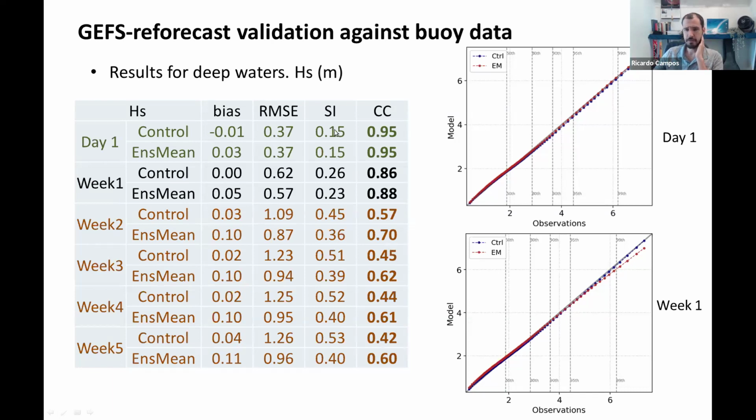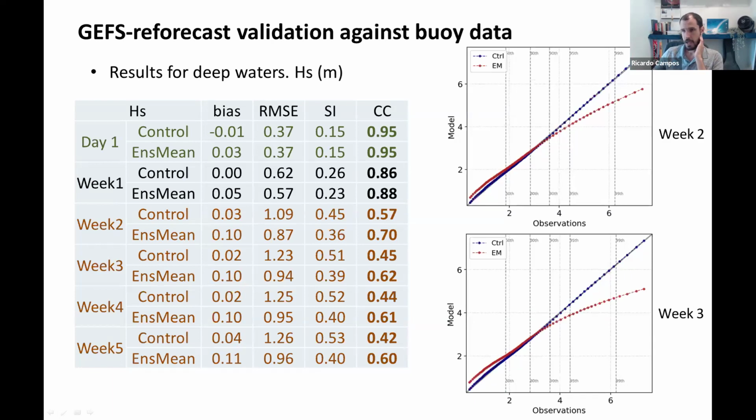A scatter index of 15% here, and between 20 to 30% of scatter errors. And as we move to longer forecast leads, week 2, week 3, week 4, and so on, we see the ensemble mean is completely changing, right? It's underestimating the highest seas and overestimating the small ones. So this tendency is very well known, and we can see it as we move to longer forecast ranges.